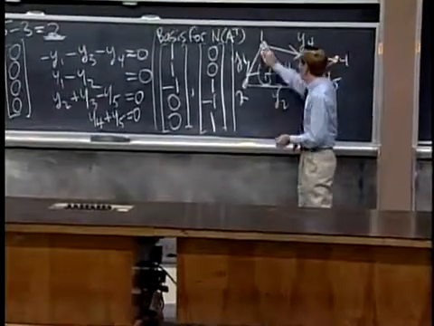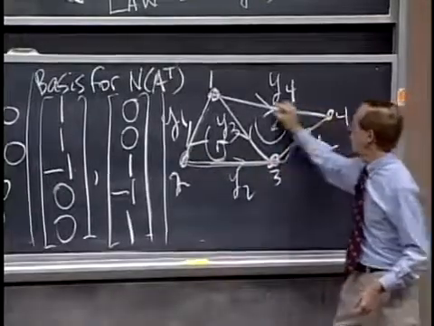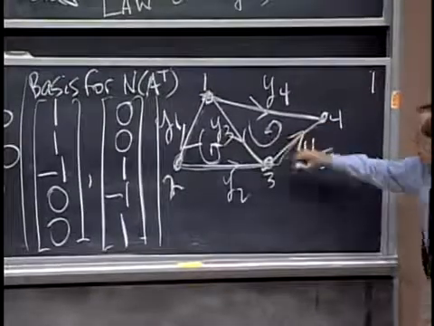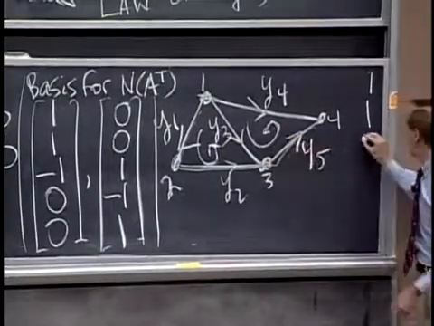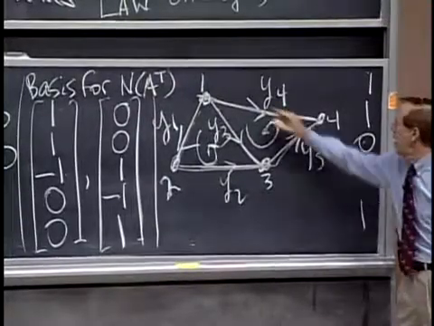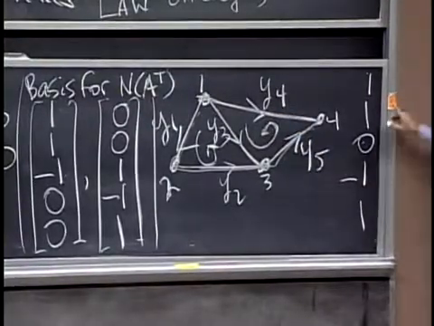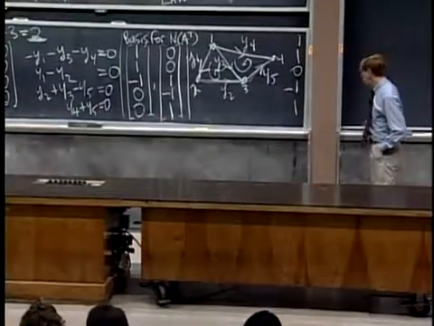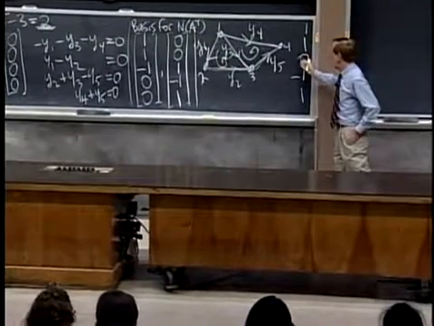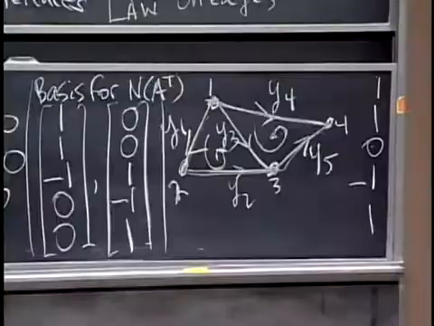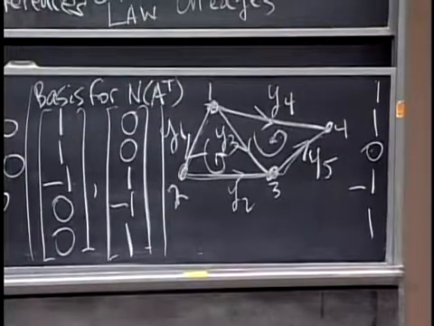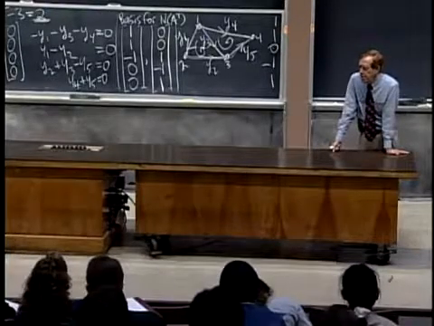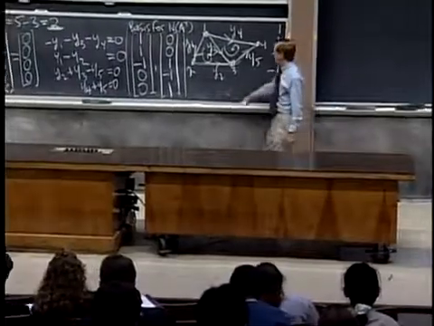Of course, you would say, what about sending current around the big loop? What about that vector? 1 for y1, 1 for y2, nothing on y3, 1 for y5, and -1 for y4. What about that? Is that in the null space of A transpose? Sure. So why don't we now have a third vector in the basis? Because it's not independent, right? This vector is the sum of those two.